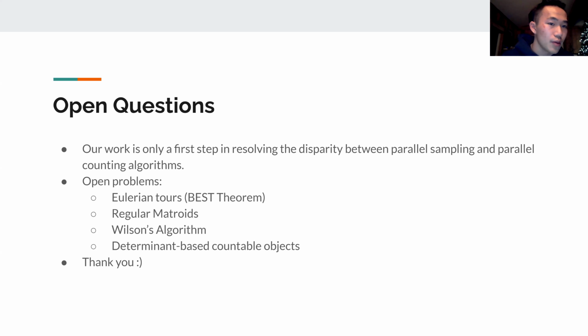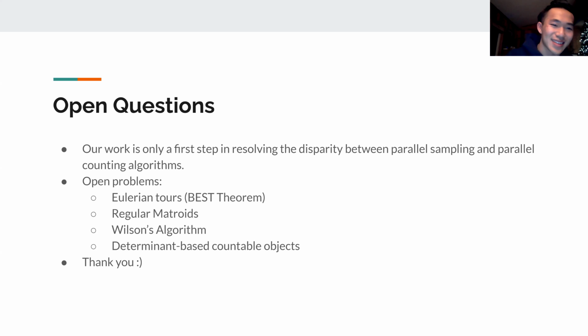But this disparity between parallel sampling and parallel counting still leaves a lot of open problems in this direction. The closely related ones would be Eulerian tours, which are intimately related to arborescences, and the BEST theorem actually gives a polynomial time reduction from one to the other, but we don't know whether or not that reduction can be done in parallel. Another very closely related question to random sampling of arborescences is, given regular matroids, can we randomly sample an independent set? This is a proper mathematical generalization of arborescences and those graph theoretic notions.